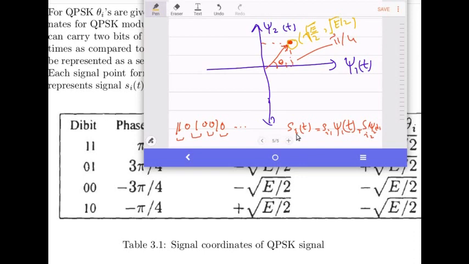Similarly, you can draw all these 4 points in Euclidean space. These are the 4 signal points for QPSK. The position vectors can be drawn, and you can see these angles theta 1, theta 2, theta 3 and theta 4. You can write all these coordinates.